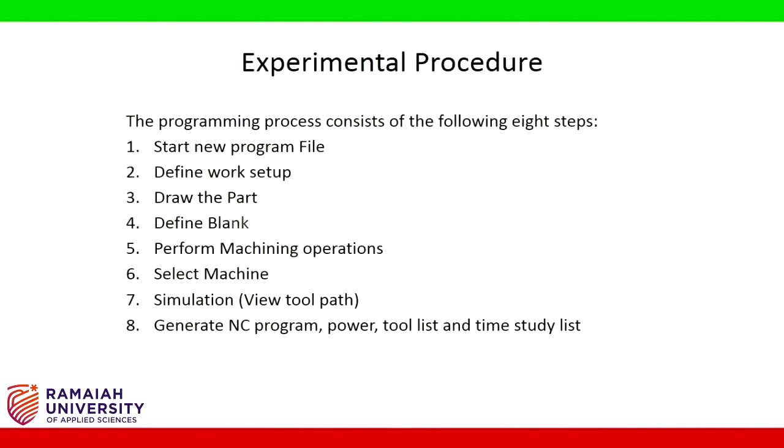Experimental procedure. The CAPSmill programming process consists of the following 8 steps: start new program file, define work setup, draw the part, define blank, perform machining operations, select machine, simulation, that is view tool path, generate NC program, and generate the tool list and time study list.